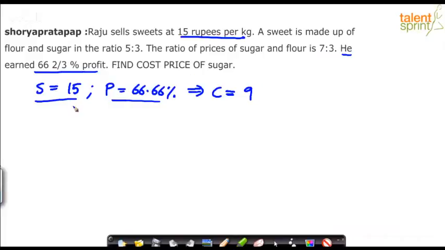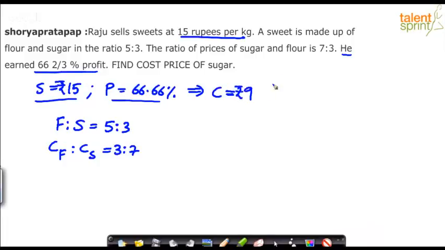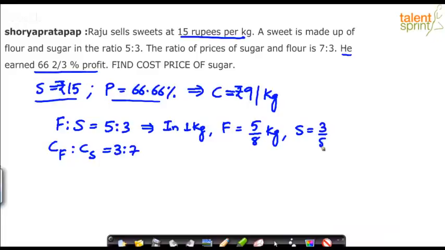You're able to follow. See, he says a sweet is made up of F and S in what ratio? 5:3. And the ratio of the prices of flour and sugar, I'll say cost price of flour is to cost price of sugar will be how much? 3:7. Now let us assume the cost is 9 rupees and the selling price is 15 rupees. Cost is 9 rupees per kg, right? Now we know that in 1 kg of sweet, F will be 5/8 kgs, and S will be 3/8 kgs. That is the distribution of the weights in 1 kg of sweet.